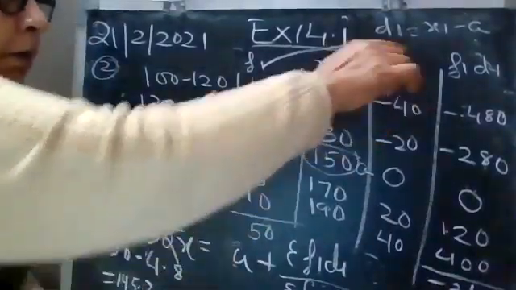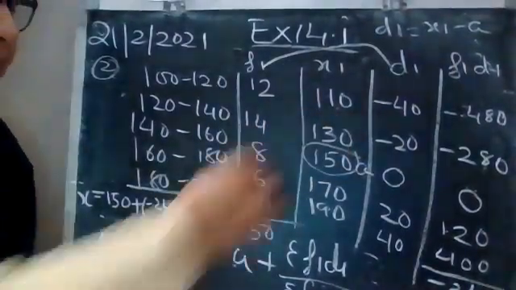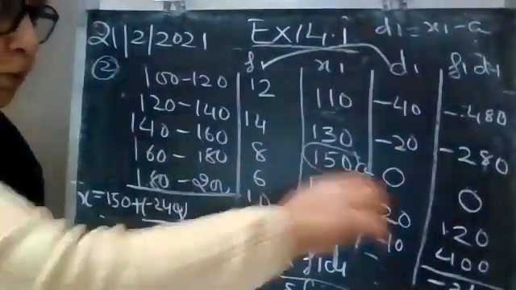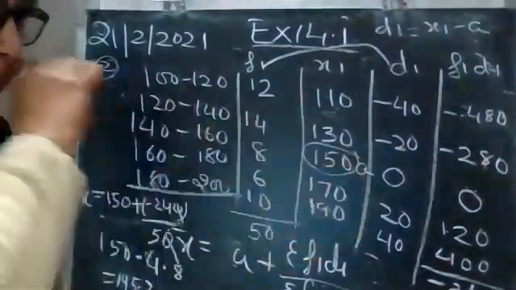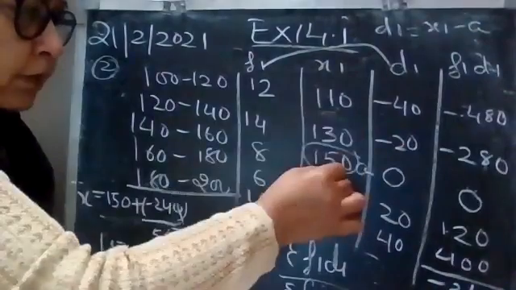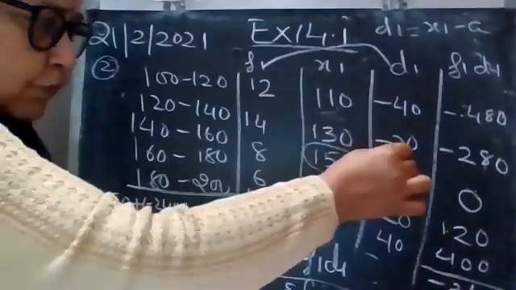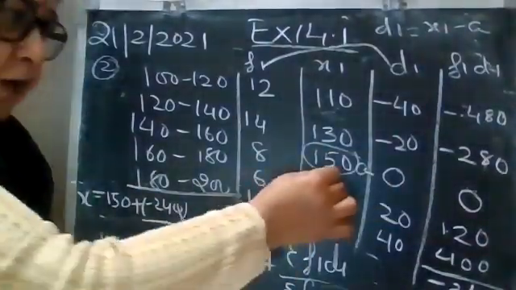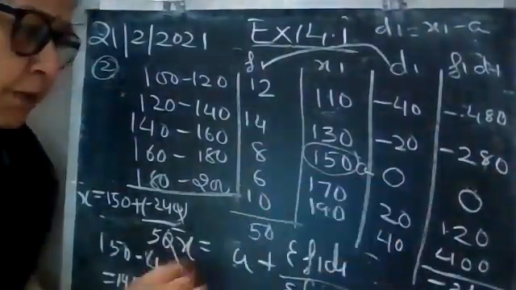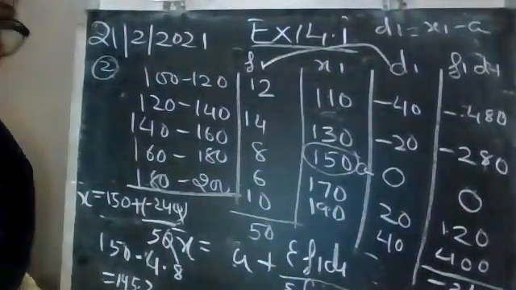x1 is the mid value of this particular class interval, and from that we subtract A, the assumed mean. So after subtracting, 110 minus 150 will be minus 40, 130 minus 150 will be minus 20, then 150 minus 150 will be 0, and 170 minus 150 will be 20, and 190 minus 150 will be 40.